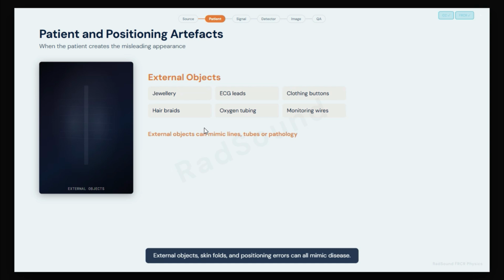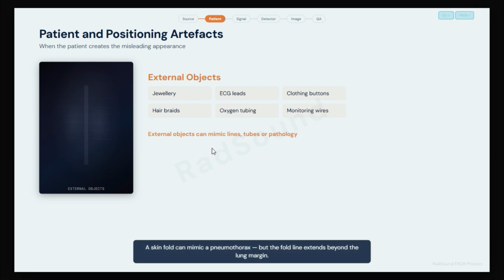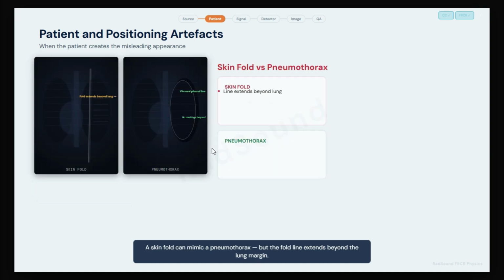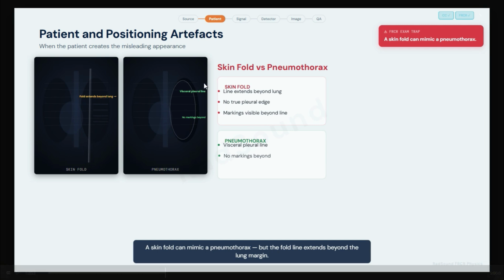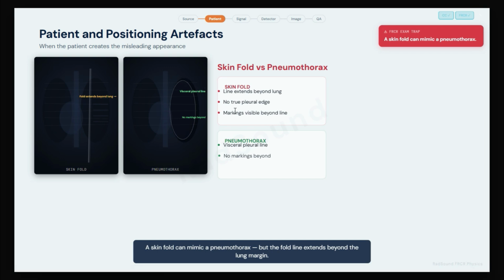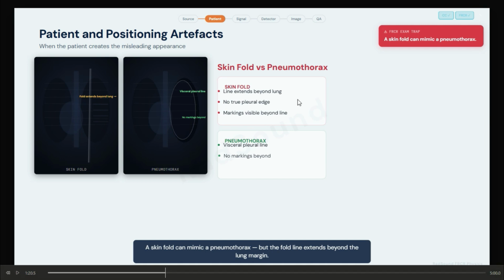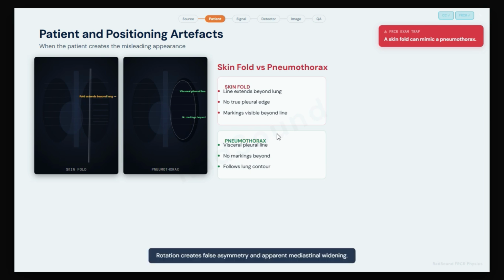For instance, if we have linear pathology on the X-ray, a linear tube can hide it. A skin fold can also mimic a pneumothorax. But how can we differentiate? With a skin fold, the line extends beyond the lung, beyond the pleural edge, and markings are visible beyond the line. For a pneumothorax, there is a visible pleural line with no markings beyond it, and it mostly follows the lung contour.